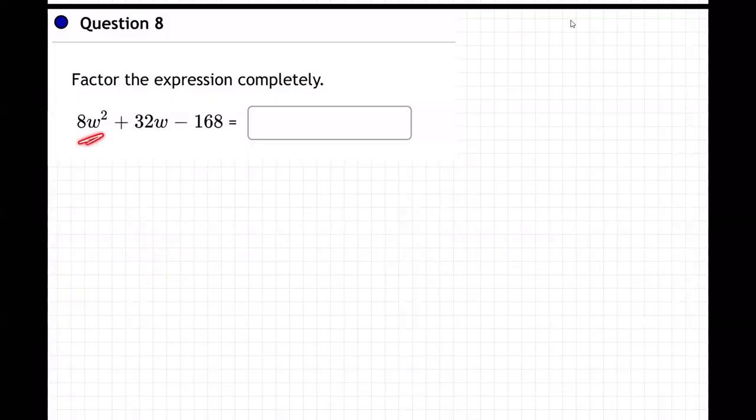Okay, so on this question, we're wanting to factor these three. Now you might look at this and just jump right in and go, okay, 8W and W. If you do that, we're wrong already. We can't do that. What's the first step we always have to do on every factoring problem?